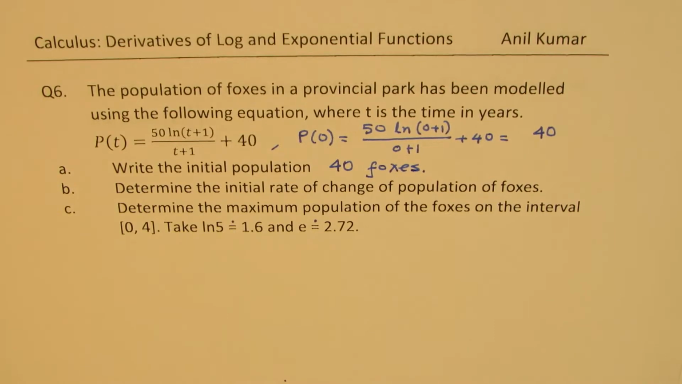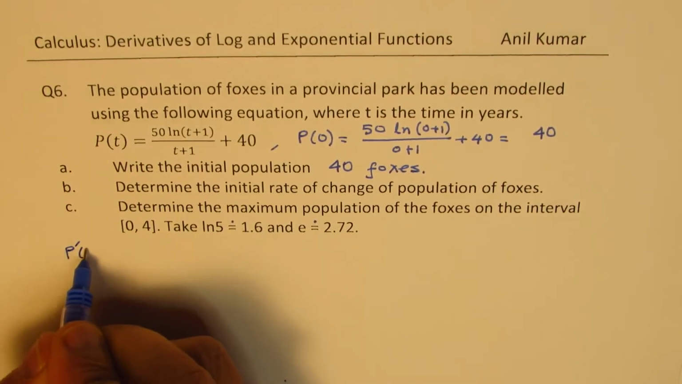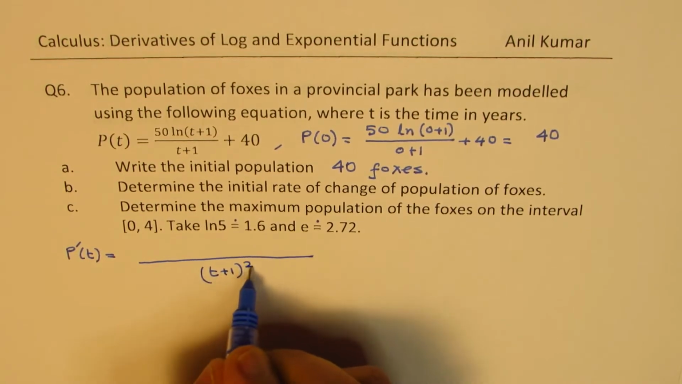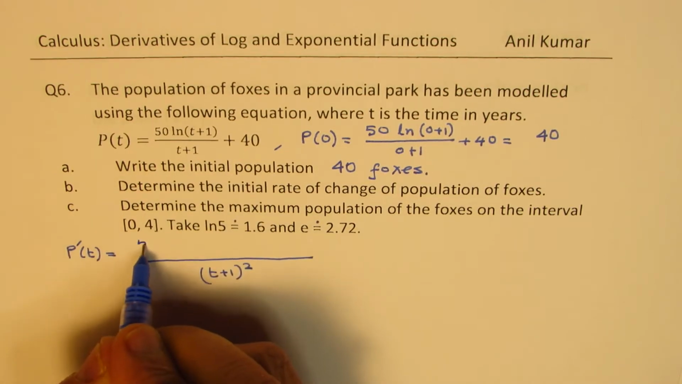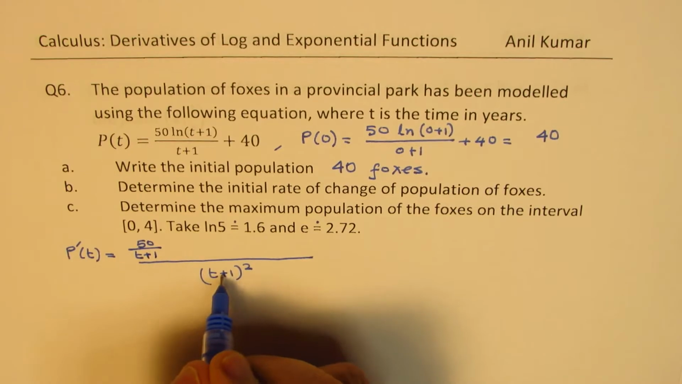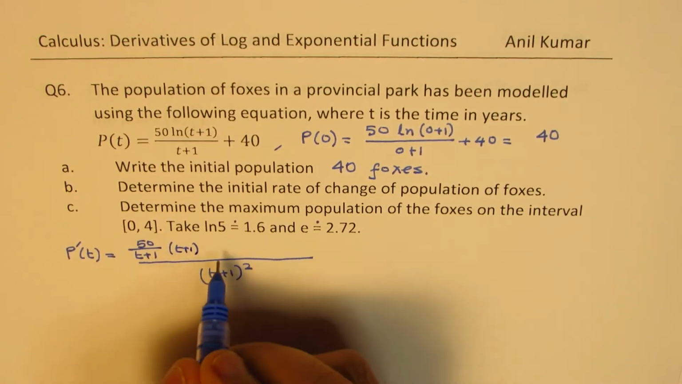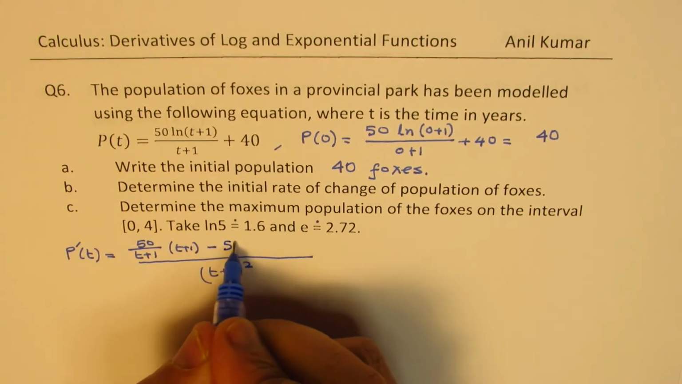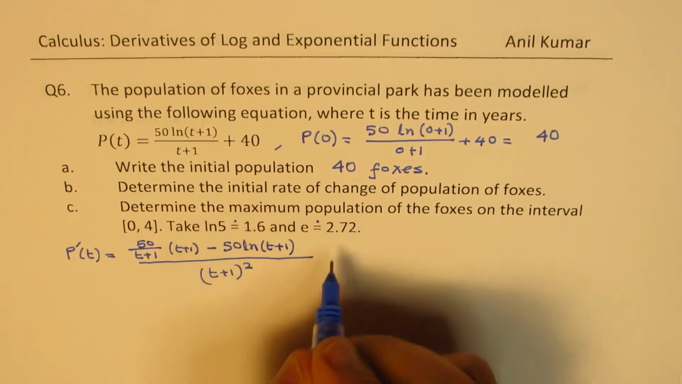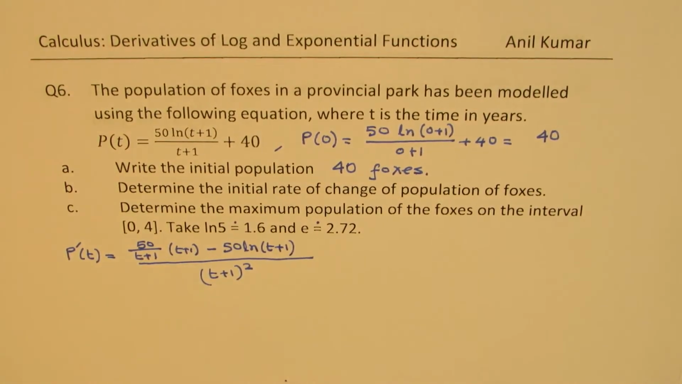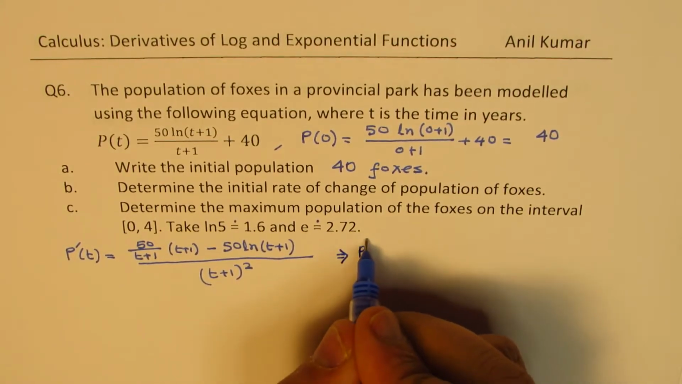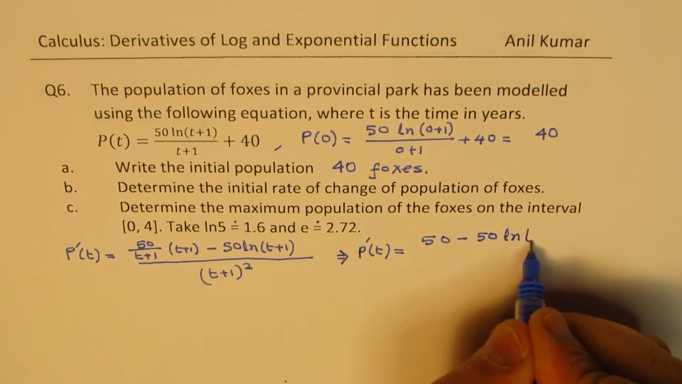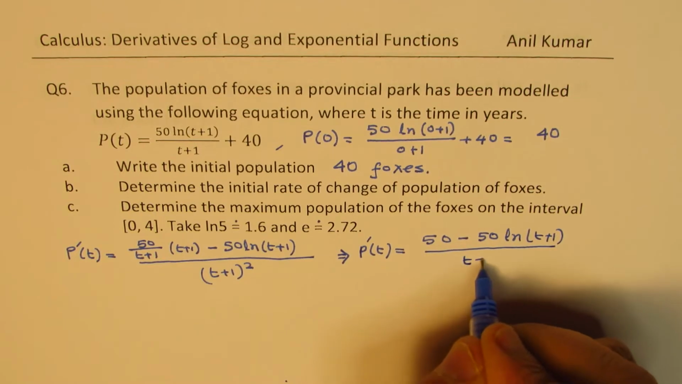Part B. Determine the initial rate of change of population. That means we need to find the derivative. So for the derivative of this function, apply the quotient rule. So we have (t plus 1) whole square in the denominator. Derivative of ln(t plus 1) is 1 over (t plus 1), times 50, times (t plus 1), minus the derivative of t plus 1, which is 1, so we get 50 ln(t plus 1), plus 0 because 40 is a constant. So that gives us the derivative as, this cancels, we get 50 minus 50 ln(t plus 1) over (t plus 1) whole square.